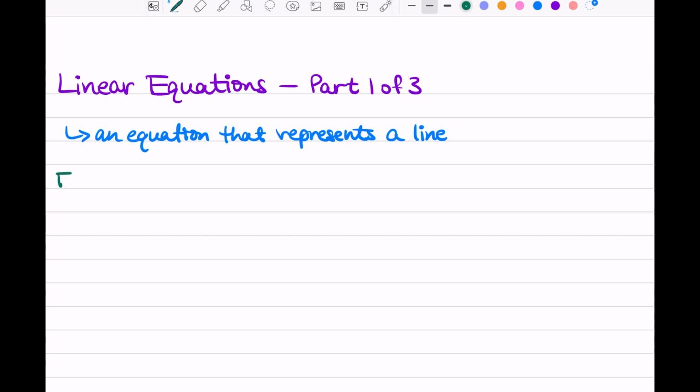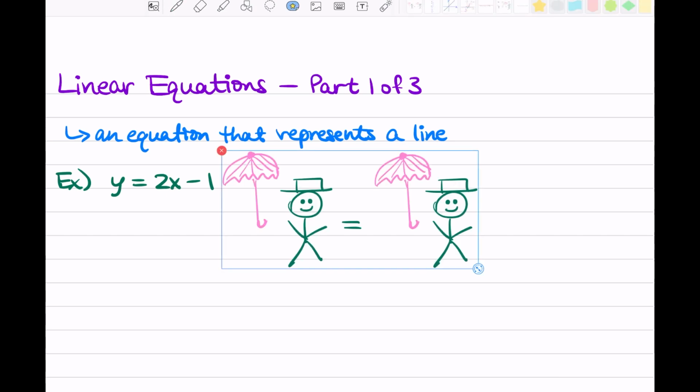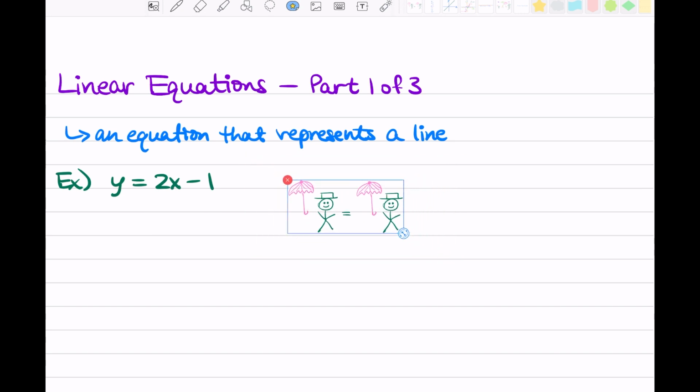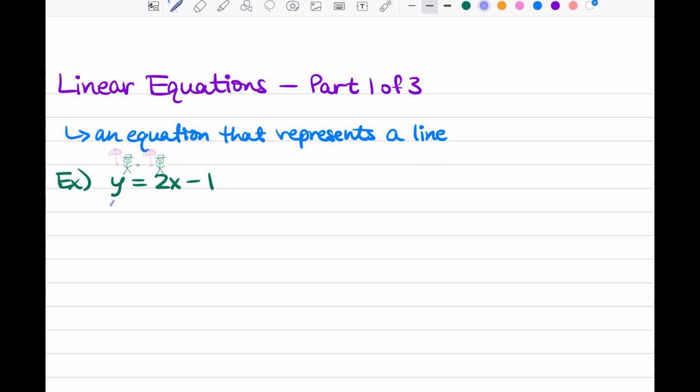Let me give you an example. y equals 2 times x, or 2x, minus 1. So this is an example of a linear equation. And like any equation, it can follow our model of something equal to something else. We have what's on the left, y is equal to 2x minus 1, something equal to something else. And what's new here is that we have two variables. We have an x and a y. So this is a new concept.